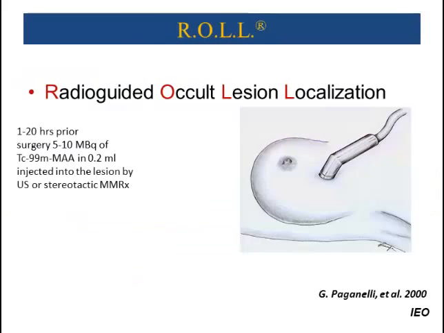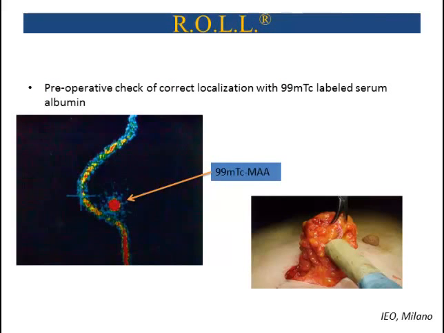So there is something called radio-guided occult lesion localization. An occult lesion is one that cannot be palpated. So it's an injection of MAA directly into the lesion, ultrasound guided, and then within about 18 hours the patient goes to surgery and a probe is used, and the surgery incision is just small.